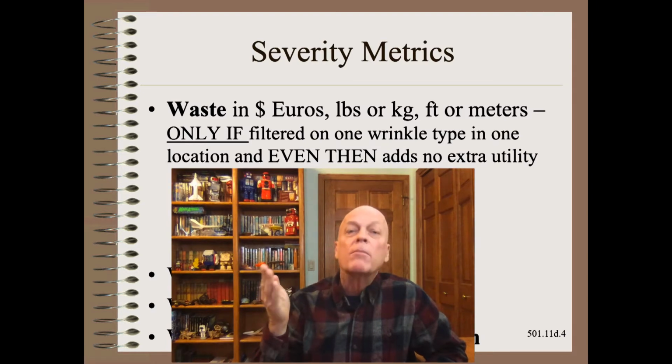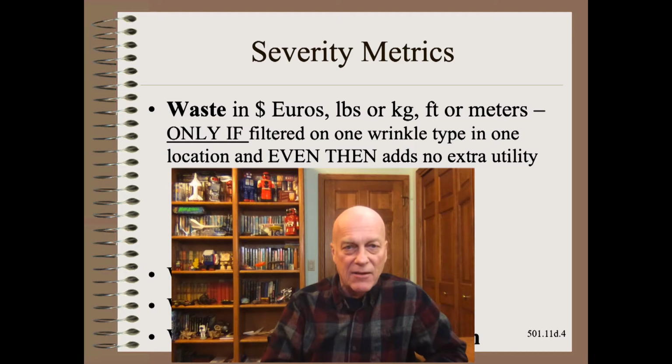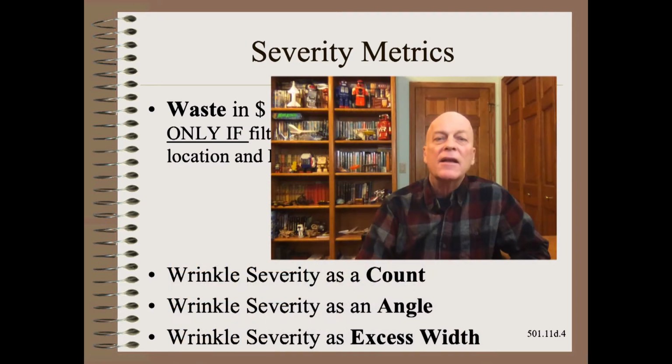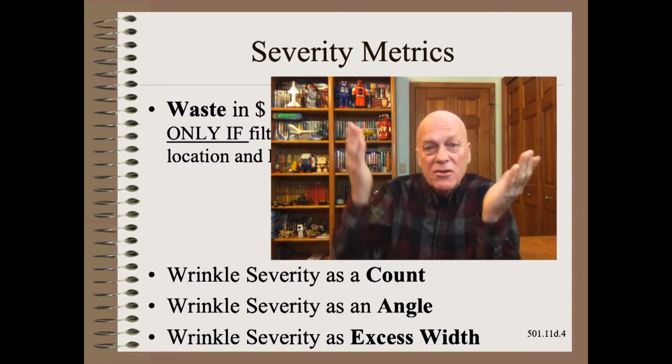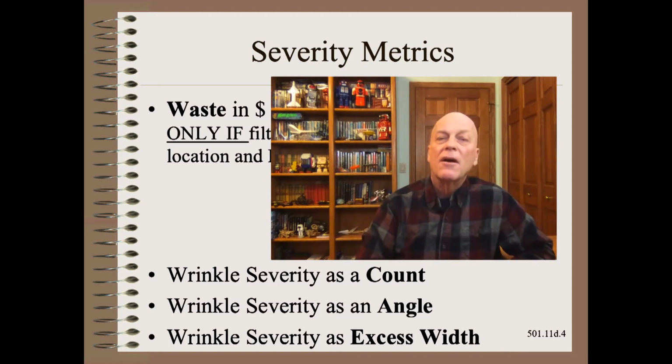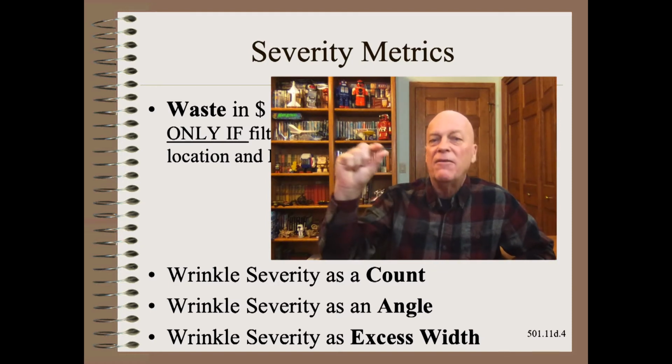Instead, I will propose 3 measures that are mechanics-based instead of money-based. In short, they are far closer to the root cause mechanics than money is. These measures include severity as a count, severity as an angle, and severity as excess width. All can be set up very quickly and taken down just as quickly if you wish. All have an extremely fine resolution.